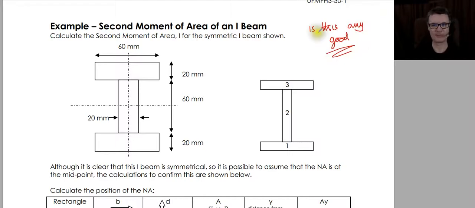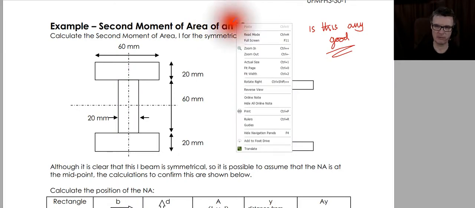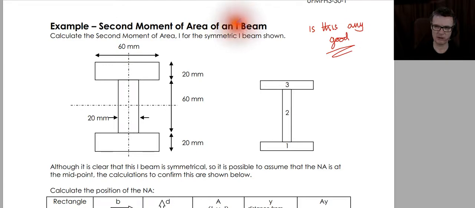So what do we got here? We're doing a second moment of area calculation for an I-beam. It's nice and symmetrical. So this one means that the neutral axis is going to be bang in the middle. I don't have to do any calculations here.